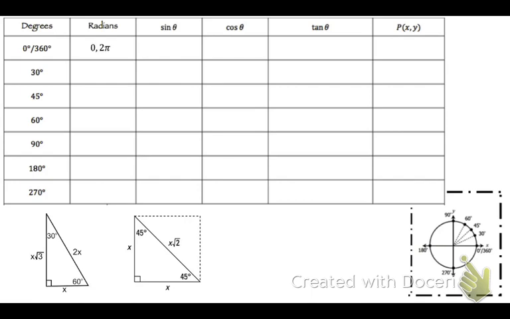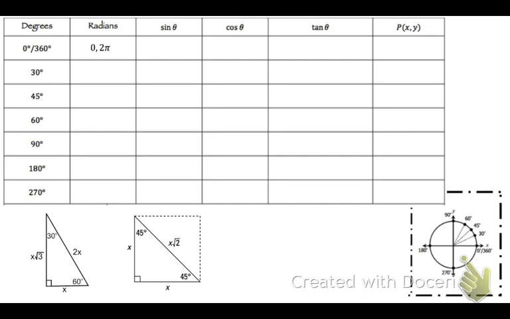Okay, so we need to convert to radians. 0 degrees converts to 0 radians. 360 degrees is 2 pi radians. And remember, you can get that by multiplying by pi over 180.